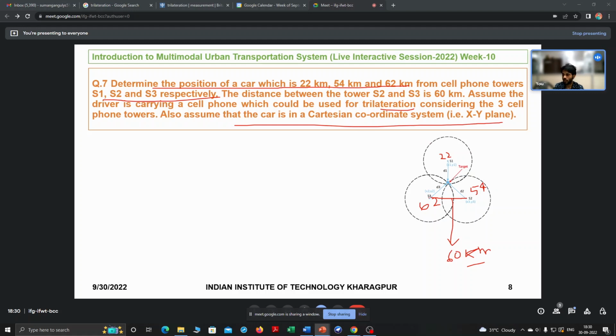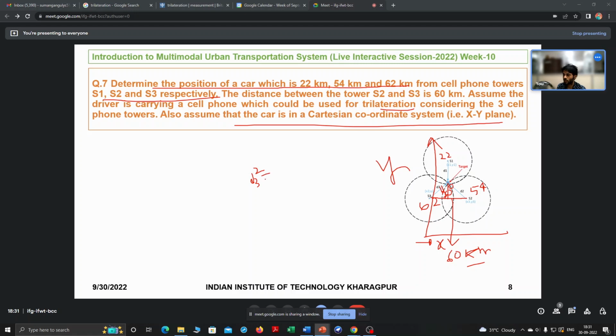Suppose this is your positive y, and this is your positive x. Suppose this is also given. Now how do you calculate the distance from x? This is given as 22, this is given as 62 and this is given as 54. Suppose this is your location. Now we know that this is a 90 degree angle. So this is D3.